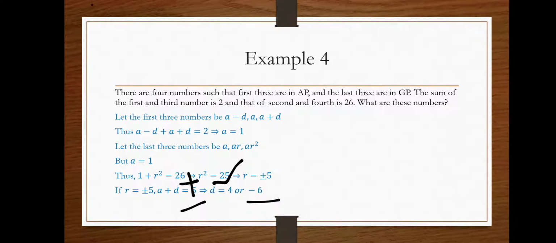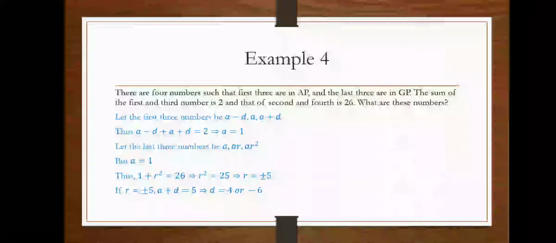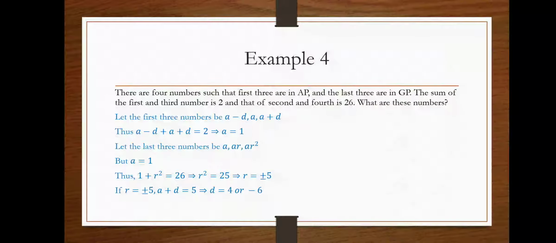So given this, I will have two different sets of numbers. Let us understand how we are doing it. If D is 4, then A minus D, that is 1 minus 4, is minus 3. So the first number is minus 3. Then the second number is 1, which we have already found out. Then the third number is 5, and the fourth number is 25. So that is the first one.